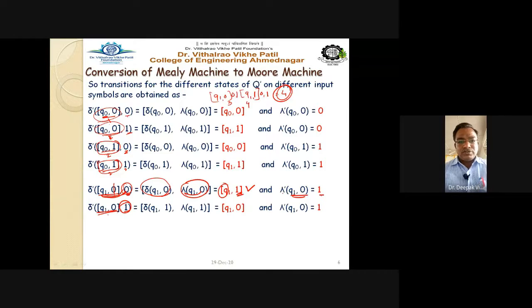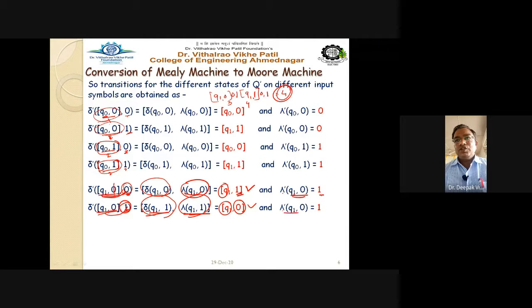And the next transition is nothing but delta dash q10, the state, on input 1. So here we are now taking this 1. So q1 on 1, so delta q1 on 1 and lambda q1 on 1. Delta q1 on 1 is nothing but your q1, and lambda q1 on 1 is equal to 0, right? So these two values are written. This is the new transition we have found here.